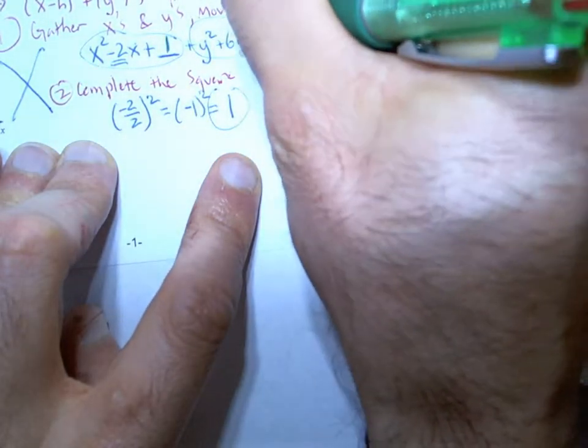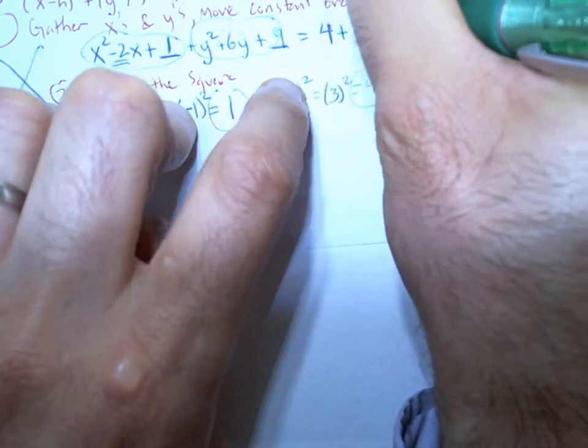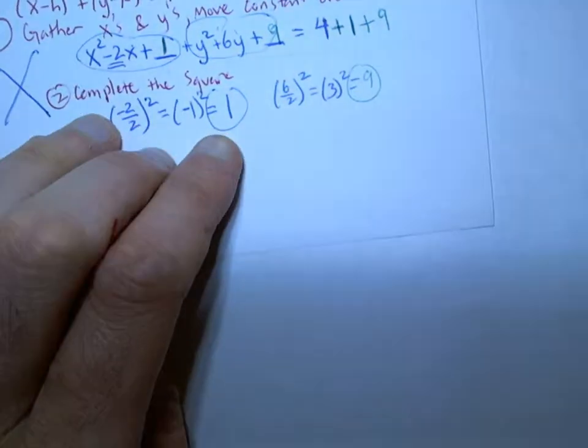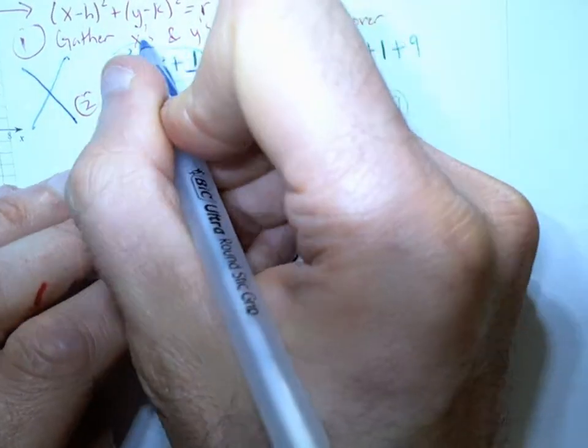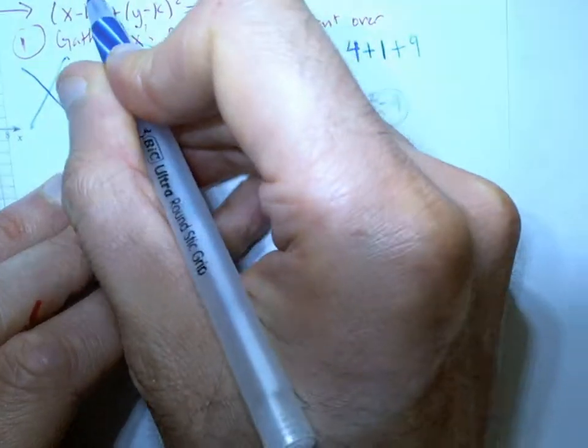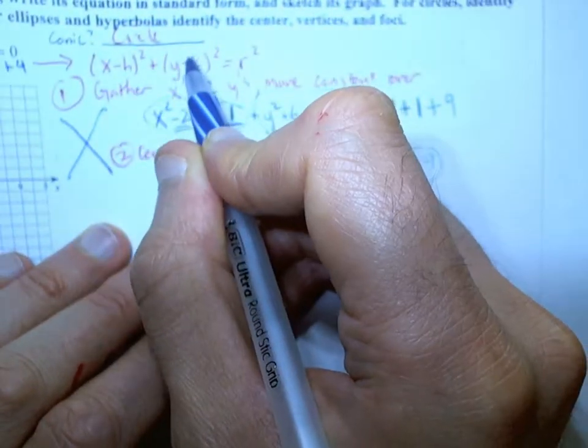Half it and square it. If I add it to this side, I got to add it to this side to keep everything balanced. Okay, why did we just do that? It's because we want to make this look like a perfect square, and we can do that now.